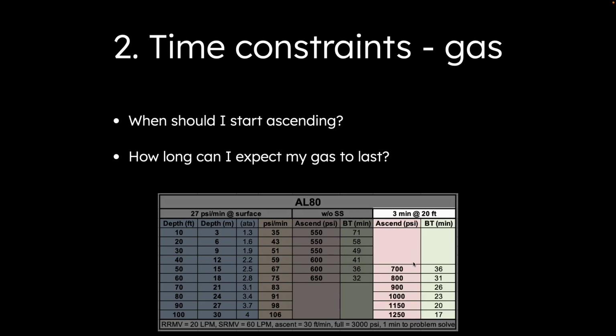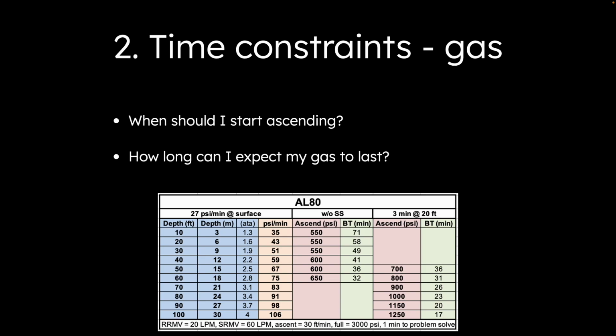And then lastly here are these same kind of columns, but including a safety stop. Because if you're diving deeper than about 40 feet or so, then a safety stop is a good idea. So here, same kind of thing, but including a 3-minute safety stop at 20 feet. So altogether, this is the table, and I hope it will be useful for you in planning out your dive.